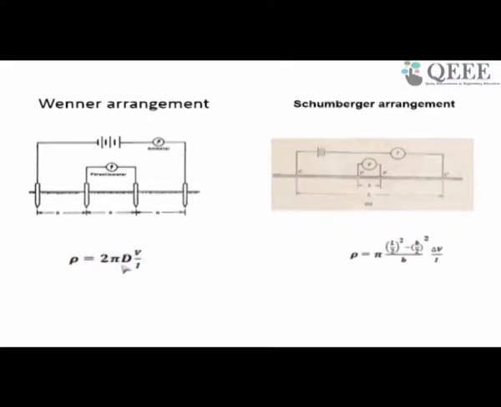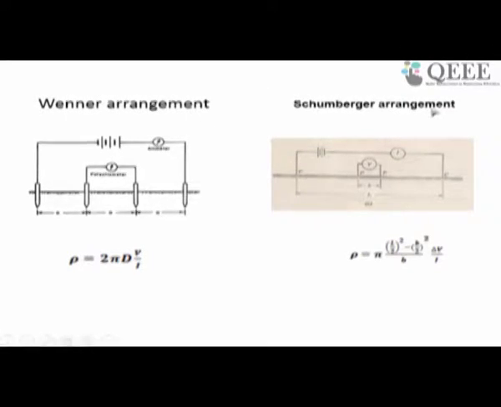Now, that D, the distance, is as mentioned here. There are two electrodes which are the current electrodes, as you can see here, and these two electrodes are the potential electrodes, which will give you the voltage, the potential difference in volts. Here, as you can see, all electrodes are kept at the same distance D. We call this the Wenner arrangement. This arrangement was developed by Wenner.